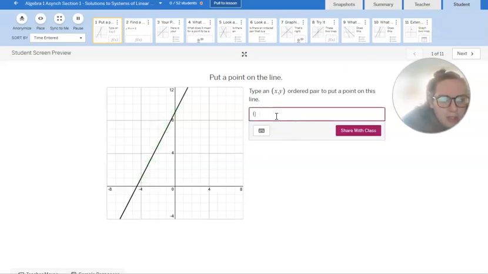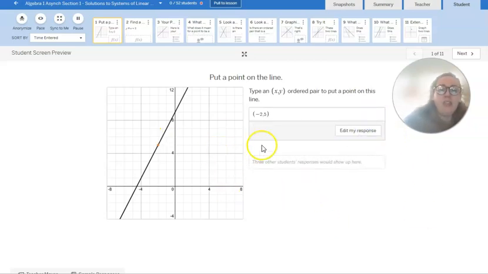I will choose this point here, which is at -2, 5. Oops, it put double parentheses. And I'm going to hit share. It should graph your point, and that point should be on your line. And then push ahead to slide 2.